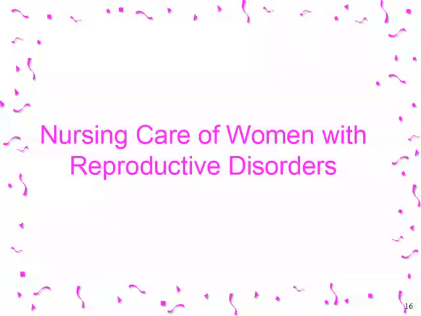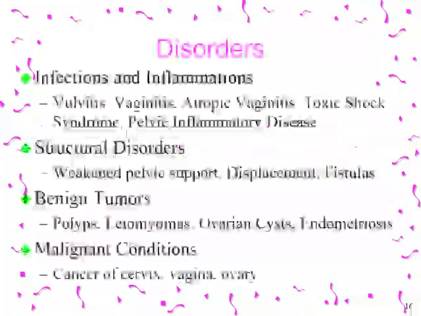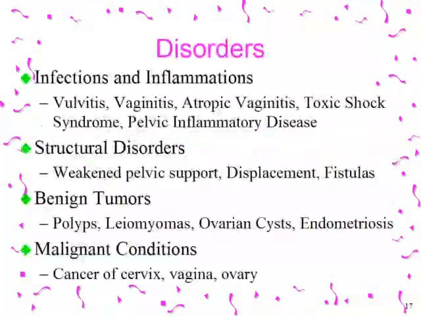The next few slides will look at nursing care of women that have different types of reproductive disorders. And we're going to break those down into infections and inflammations, structural disorders such as weakened pelvic support, benign tumors such as polyps, leiomyomas, ovarian cysts, endometriosis, and malignant conditions such as cancer of the cervix and ovarian cancer.